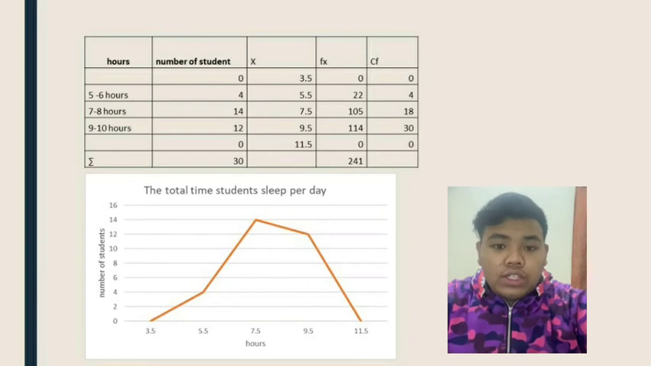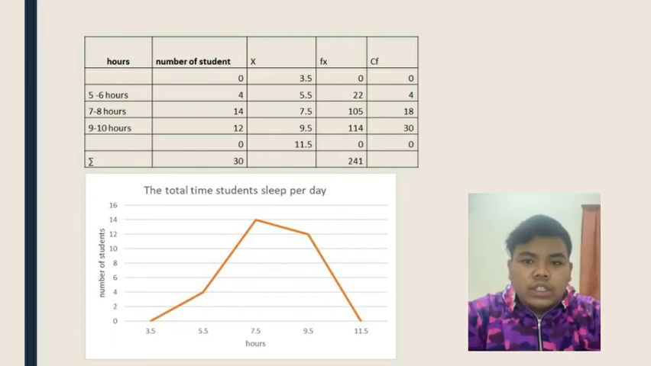Based on the frequency polygon, we can see that the highest data for how much time students sleep per day is 7 to 8 hours with a total frequency of 14 students. Meanwhile, the lowest data for the graph is 5 to 6 hours with a total frequency of 4 students. So as we can see, most students sleep for a longer time every night. This shows us that more students would like to go to sleep earlier to get more time for sleep.